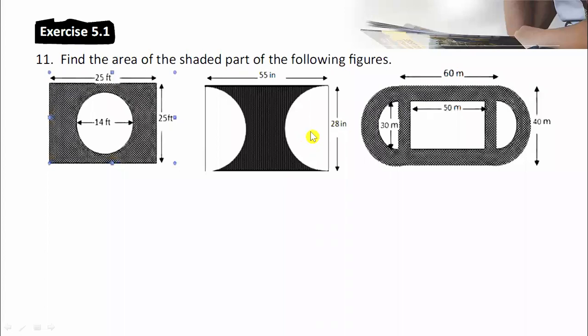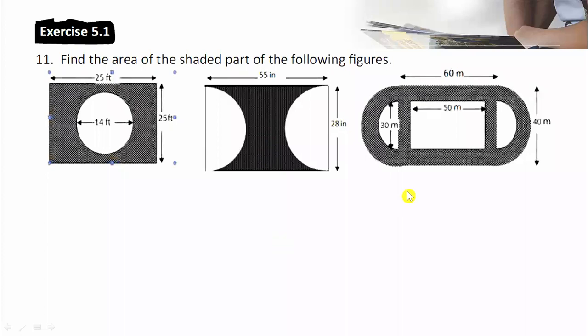Diameter is given or not? For the semicircle. 28 inch, sir. Yes, 28 inch is the diameter of the semicircle. Then the radius will be the diameter divided by 2. If it is divided by 2, that is equal to 14 inch. So its radius is 14 inch. L into B minus pi r square is the area of the shaded region. So in this way you can solve this second one also.